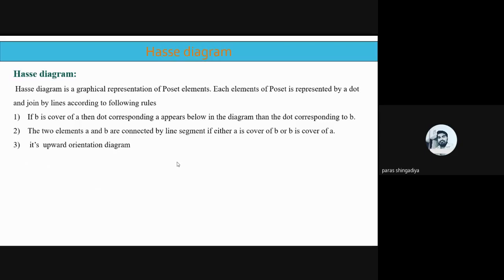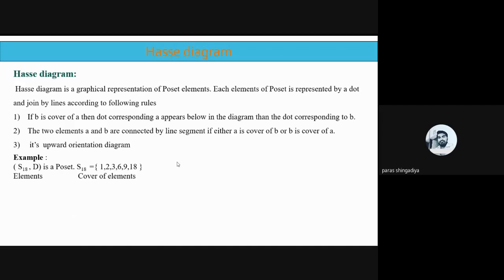It's a graphical representation of the poset element. Poset element means one set and one relation which satisfy the conditions of a partially ordered set: reflexive, antisymmetric, and transitive. So we can say this is called a poset, and the elements included in the set are known as poset elements. Each element of the poset is represented by a dot and joined by a line by using the following rules.